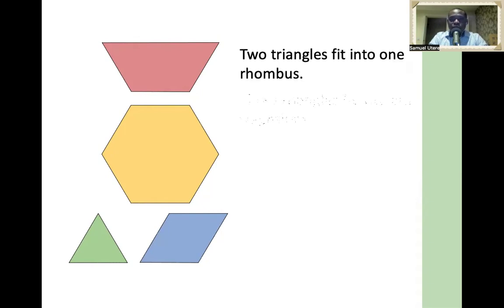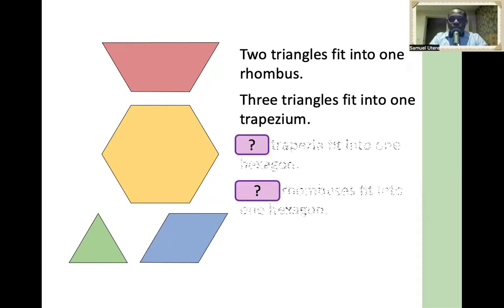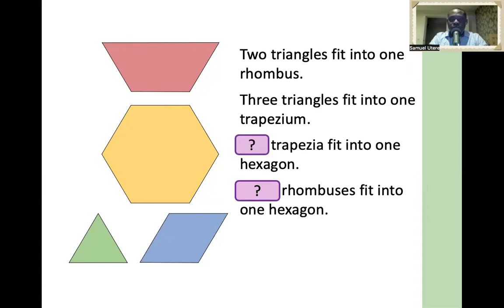Here are things we can use it to answer. So 2 triangles fit into 1 rhombus. 3 triangles fit into 1 trapezium. How could you use that information to answer this question? Have a think. What will you put here for this statement to be correct? So dash trapezium fit trapezia. So trapezium is for 1. Trapezia is for many.